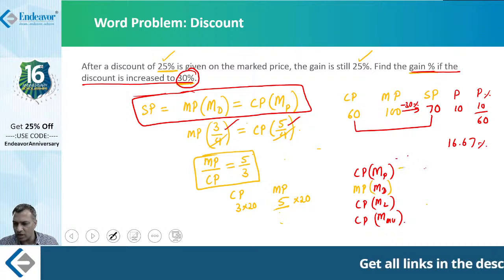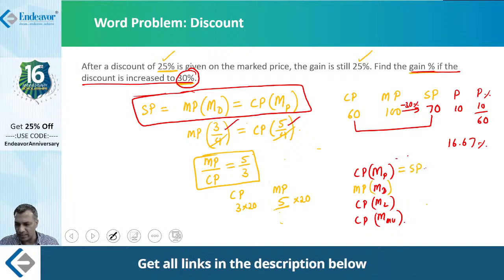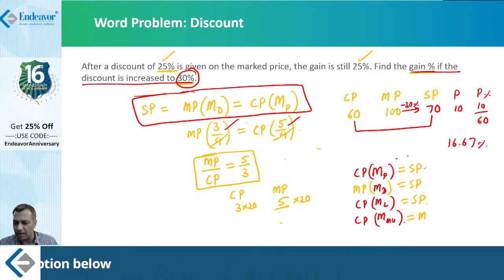What is the outcome in each case? The outcome is the selling price. For the first 3, the outcome is the selling price. What is the outcome for the last one? The outcome is the listed price or the mark price, right? So this is one tool that we discussed.